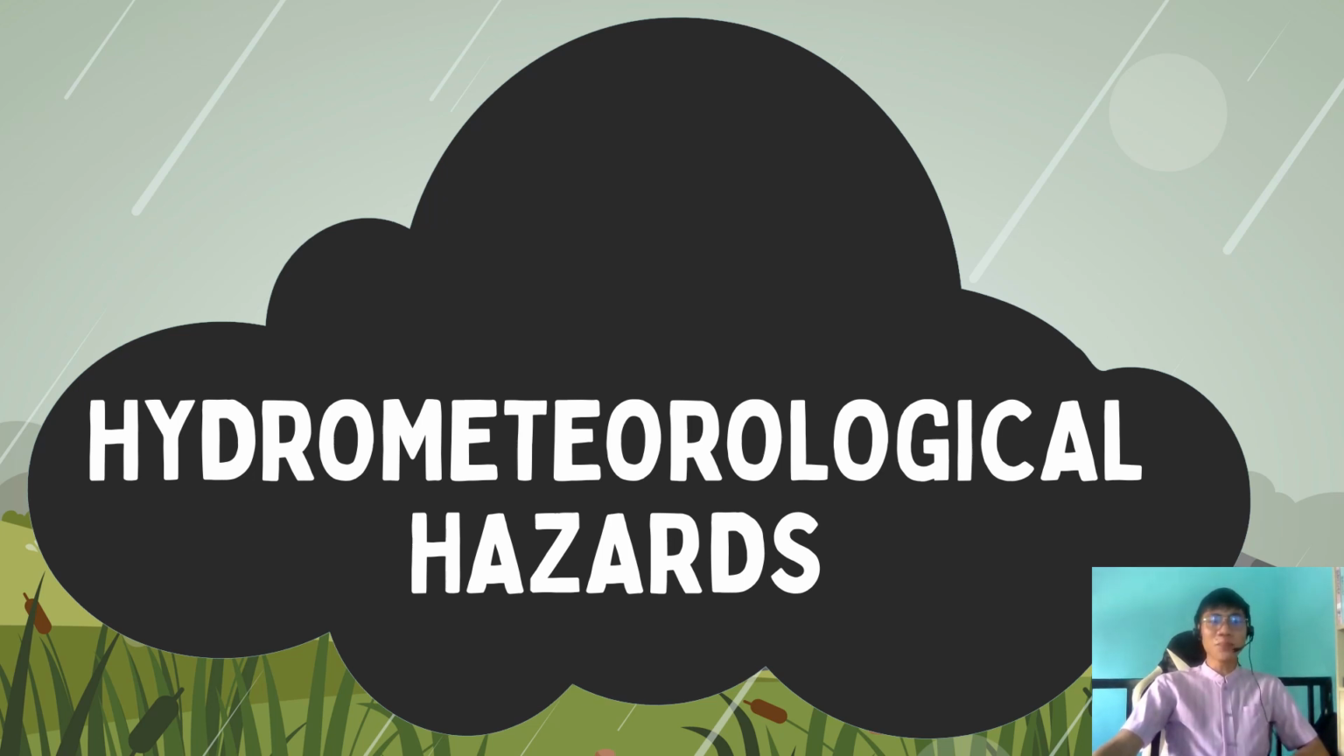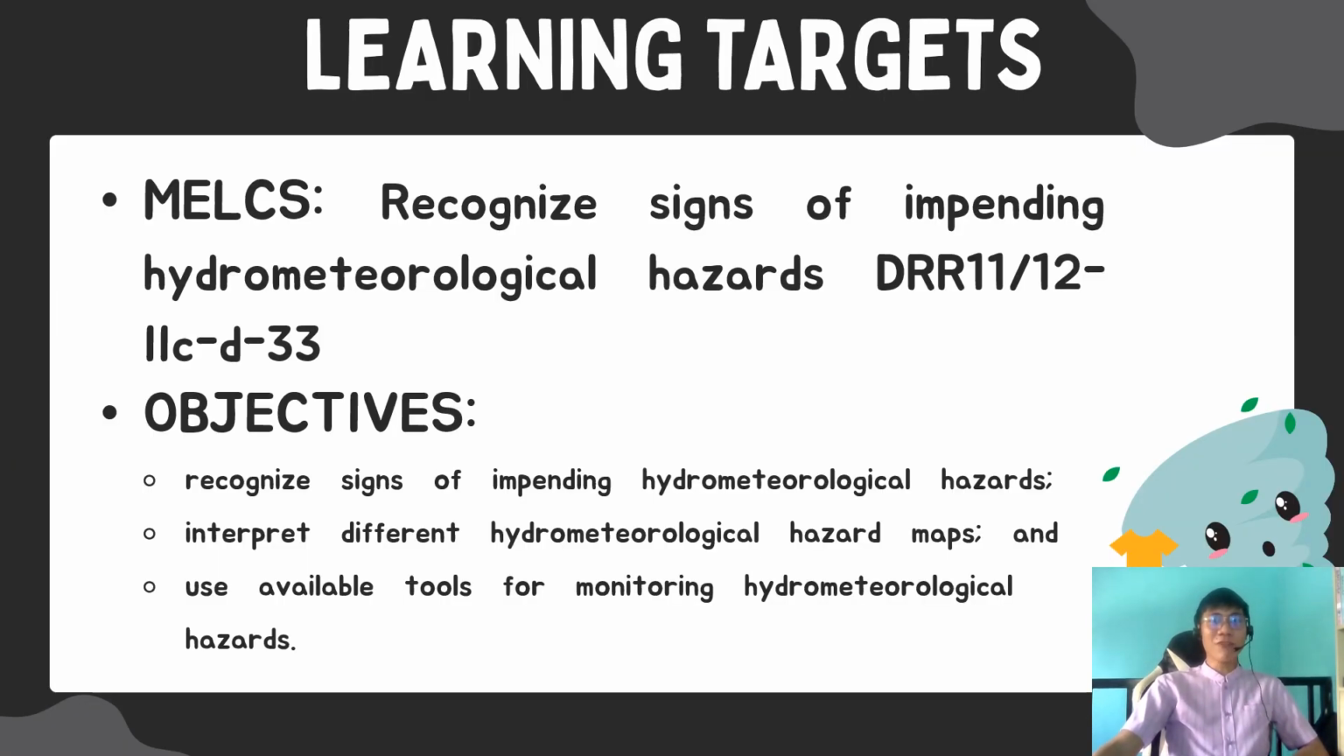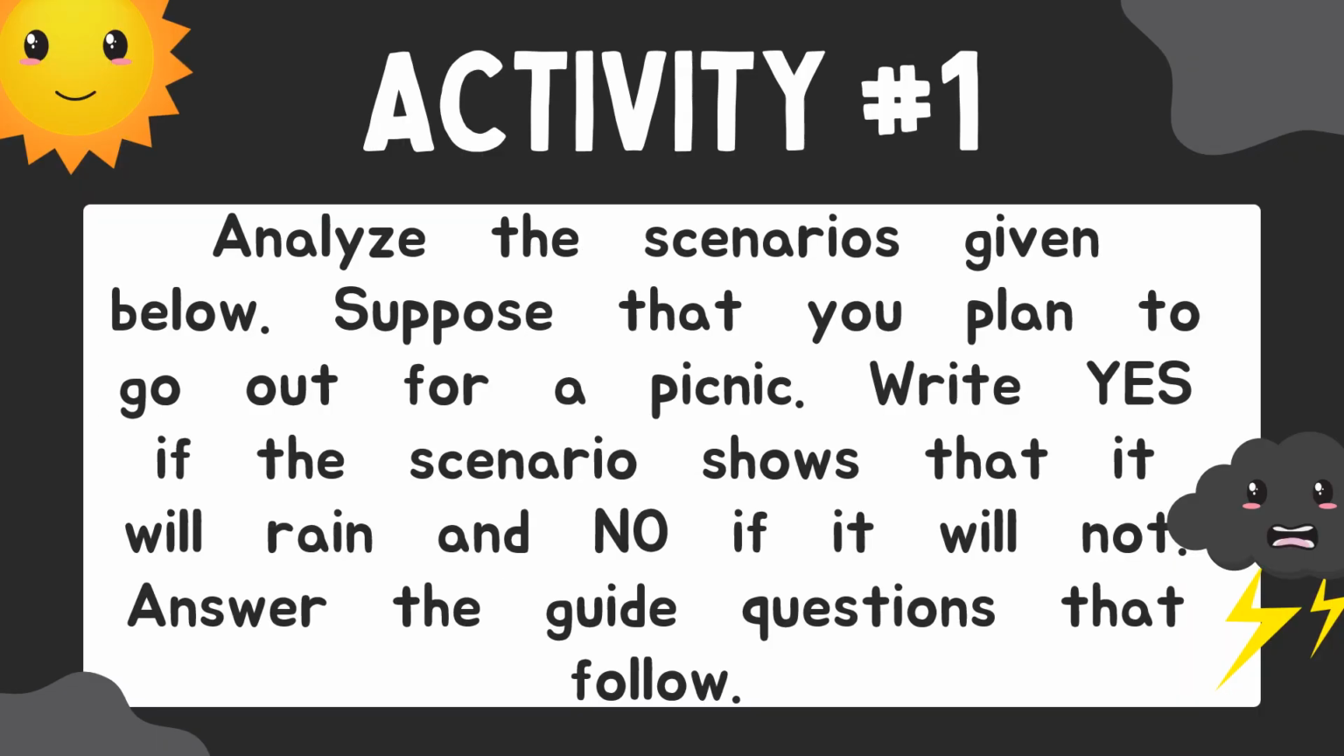So let's begin by first having our learning targets. According to our most essential learning competencies, at the end of this session, we must recognize signs of impending hydrometeorological hazards. So let's start by having activity number one.